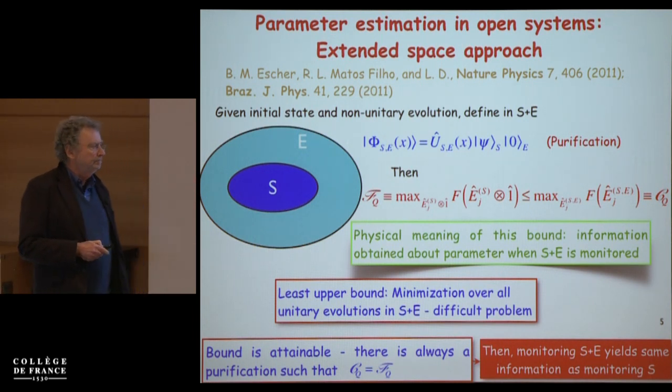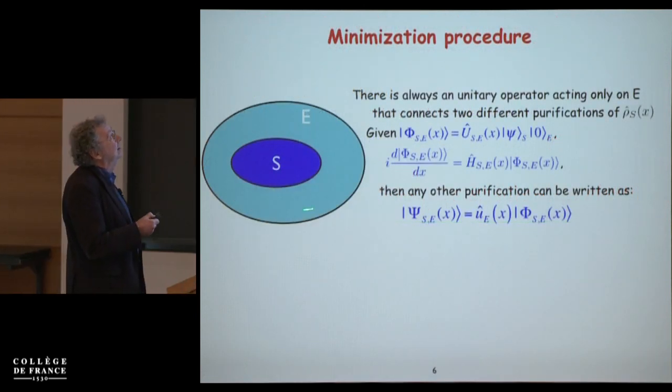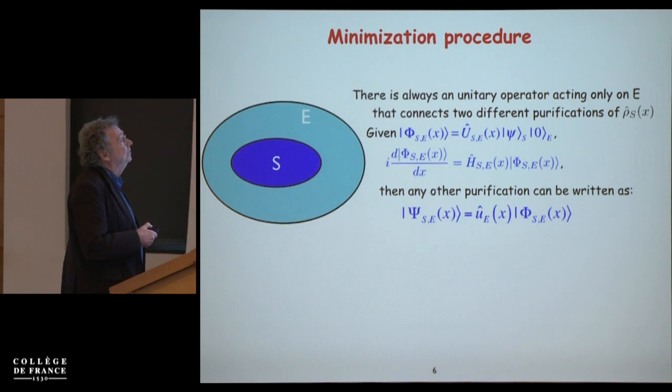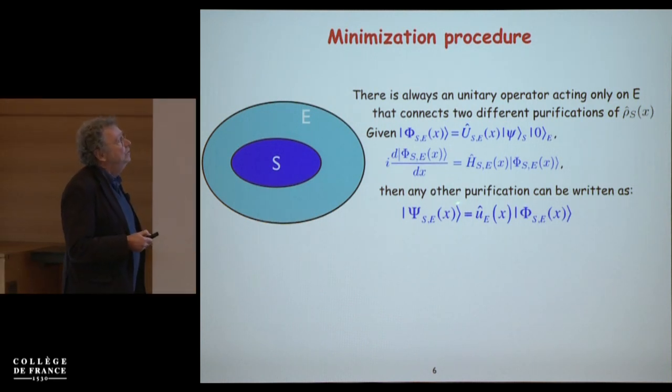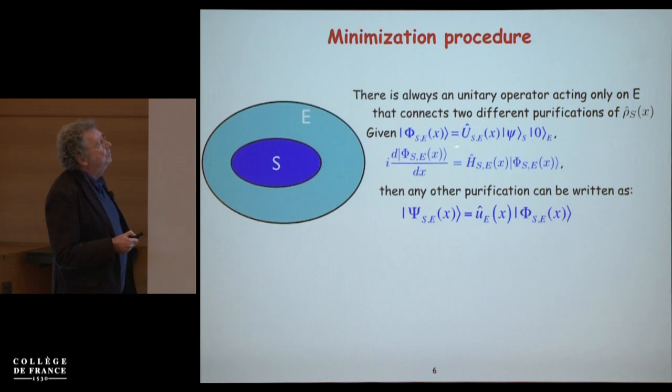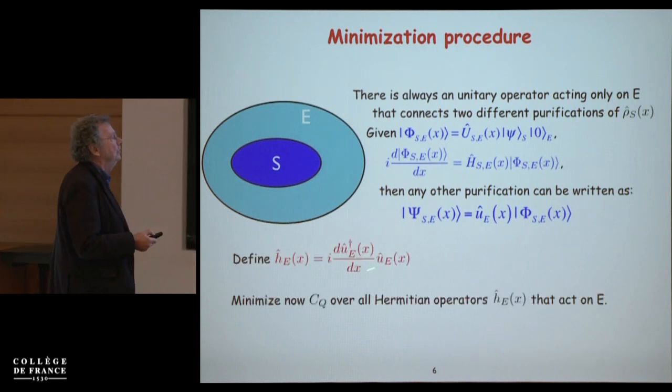Okay? Now, we have also shown that in order to undergo this minimization procedure, we can use the fact that if you have a purification of the evolution of a system, then any other purification for the same evolution can be written like this. So this involves a unitary evolution on the environment alone. We don't have to apply this evolution on the system.